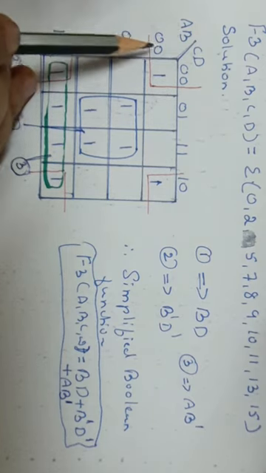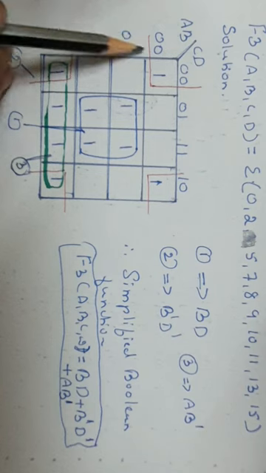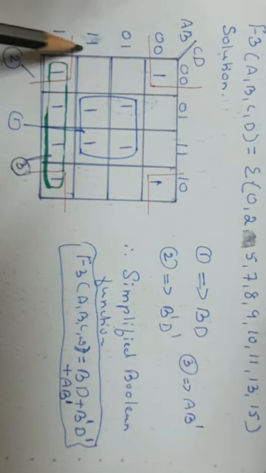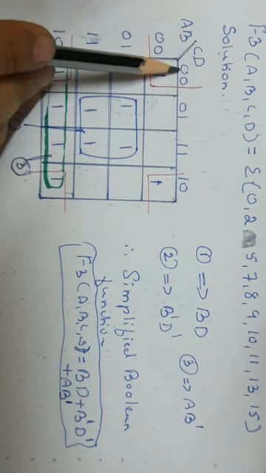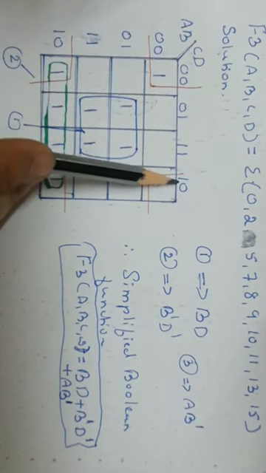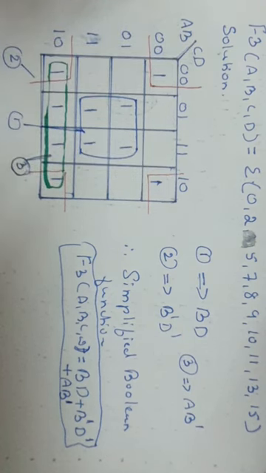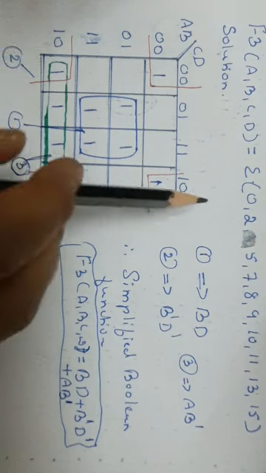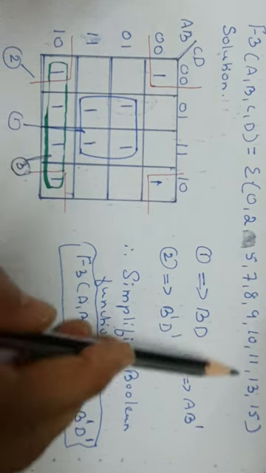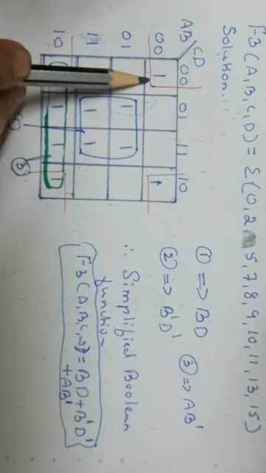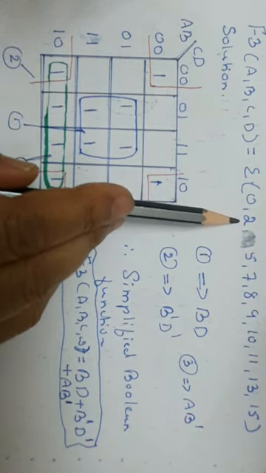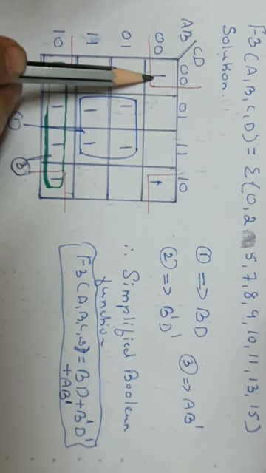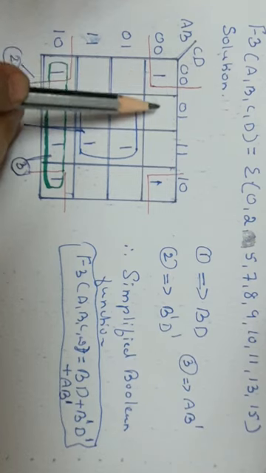For 2 variables, 4 combinations 00, 01, 10, 11 are written here for AB. And for CD, 00, 01, 10, 11 are written. So after this, the next step is whichever minterms are present in those squares, we have to fill 1. Minterms 0 and 2 are present, so M0 gets a 1 in this place.